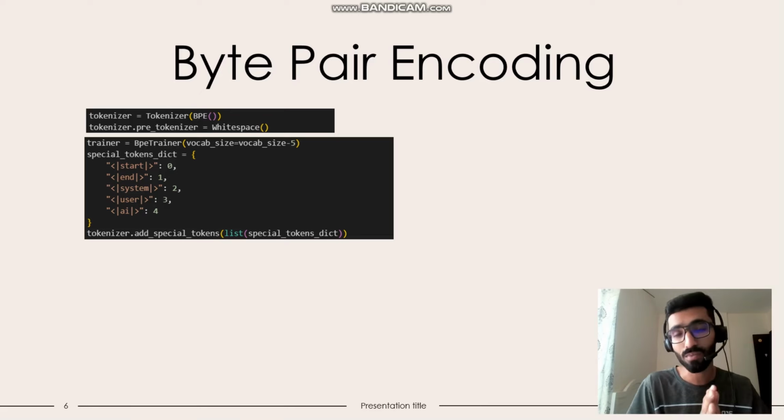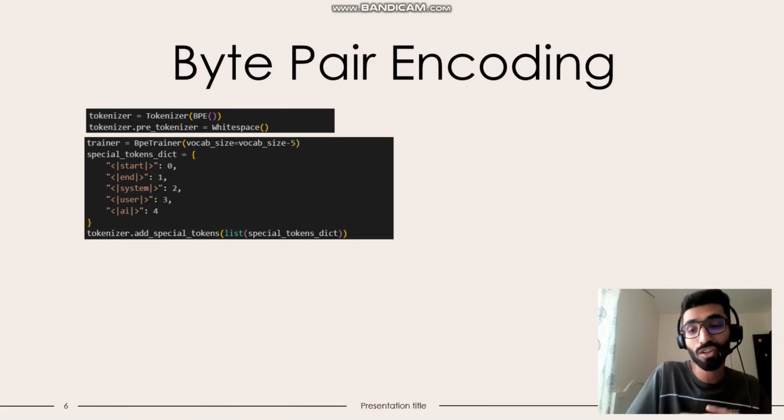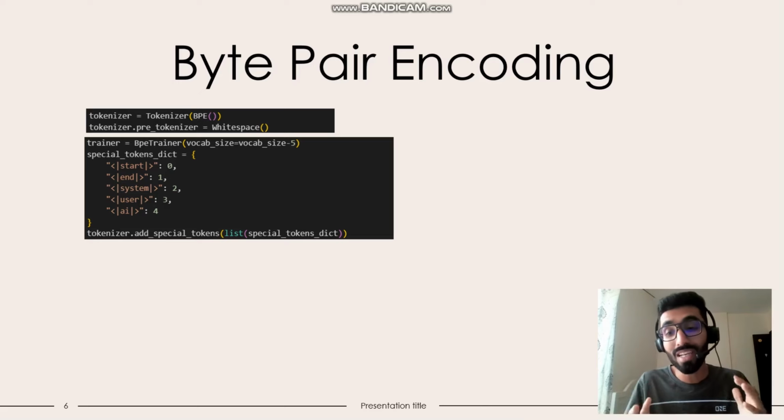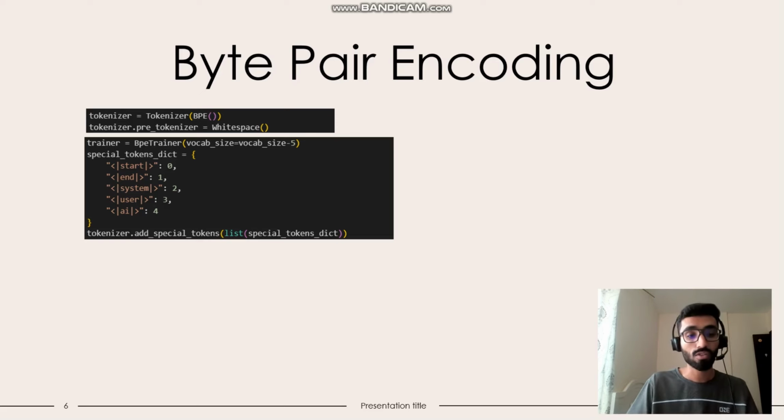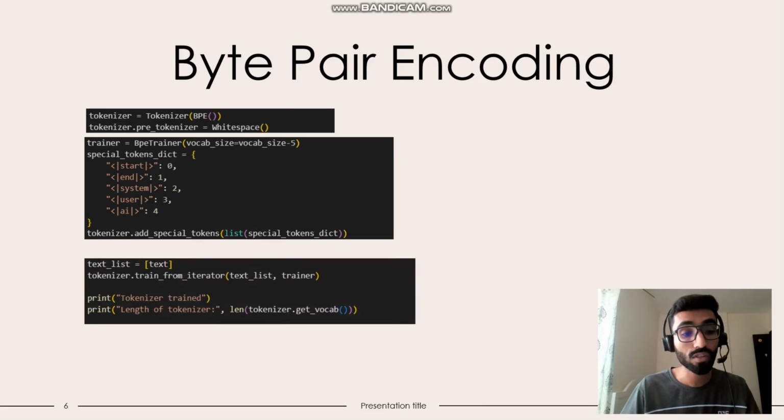I will explain in the next video what the special tokens actually mean, because we are only training a base model right now. When it comes to the chat model, I will let you know about the special tokens. So we are also going to add special tokens there. And then, of course, the text list is equal to the list of text.